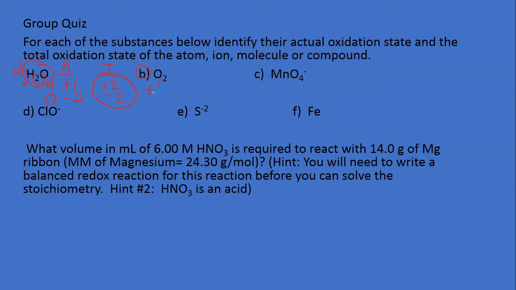All right, B, O2. O2 is really just a free element, right? It's oxygen. Oxygen, when by itself, is diatomic, and anything that's a free element is going to have an actual state of 0 and a total state of 0.